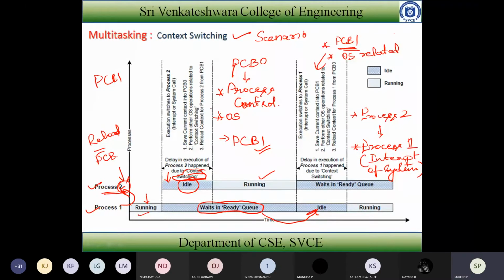Once that is done, what do I need to load? I have to load process 1. Where will it be residing now? It is going to be residing in process control block 0, so it has to reload process 1 from the process control block. These are the operations that take place.